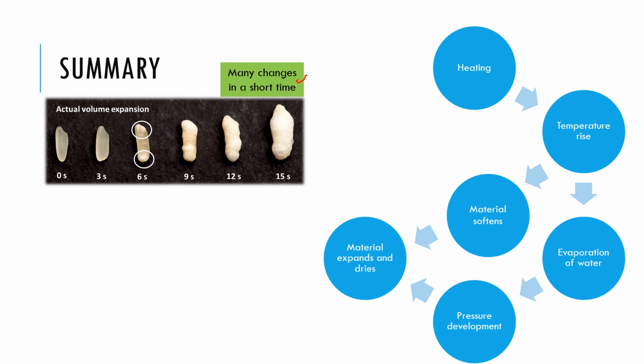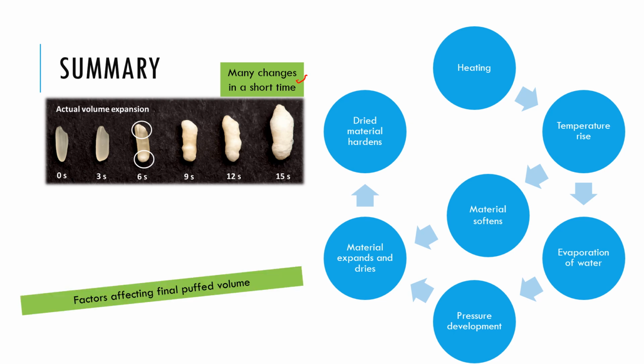Now, as it expands, the material also dries and it kind of hardens. It goes from rubbery to glassy state, and that allows the puffed shape to be retained. So whatever the increase in size was, it is retained because it's now dry and hard.